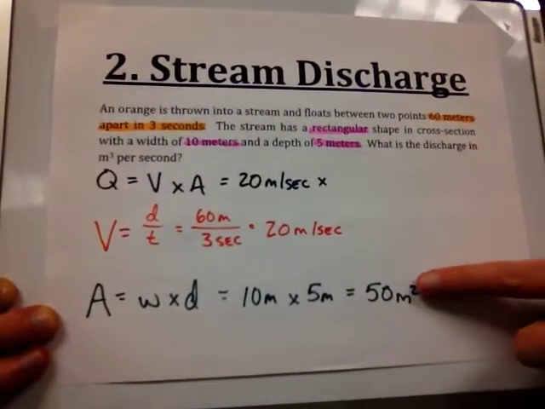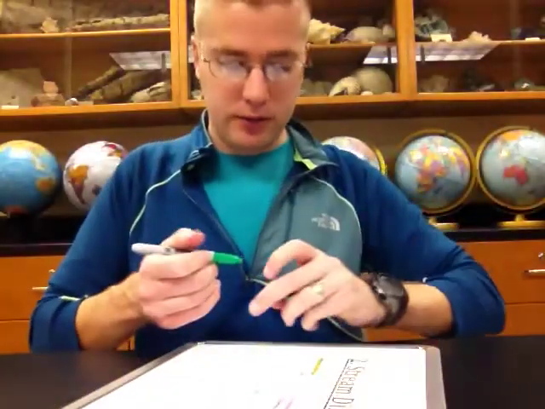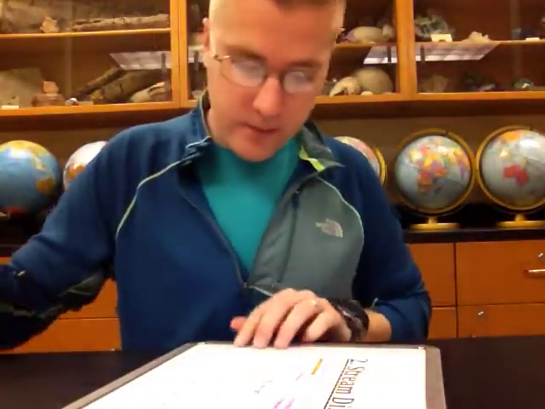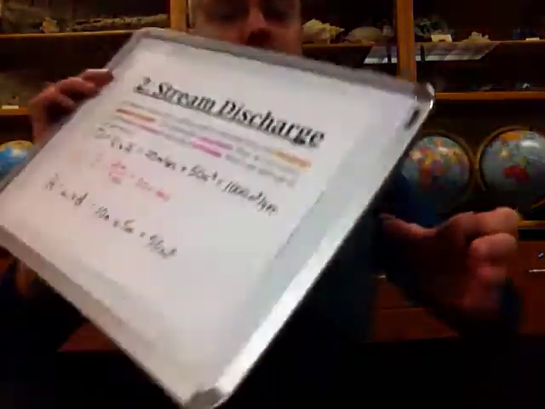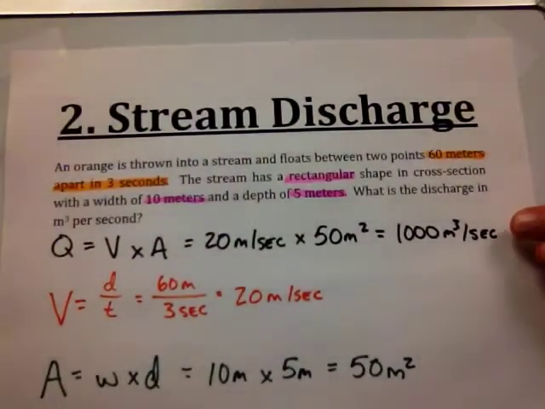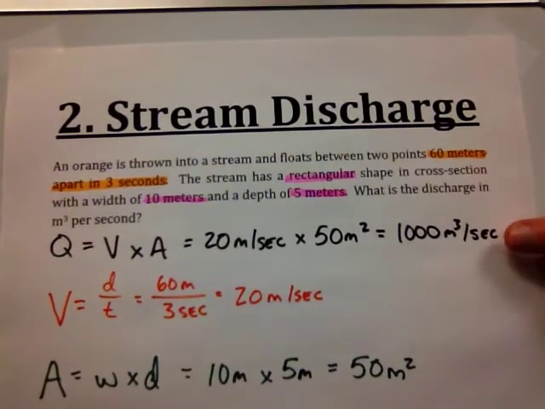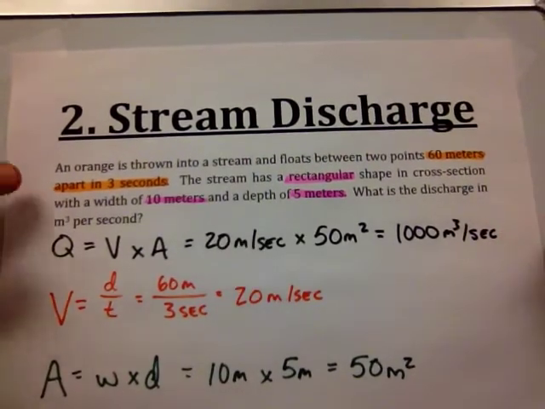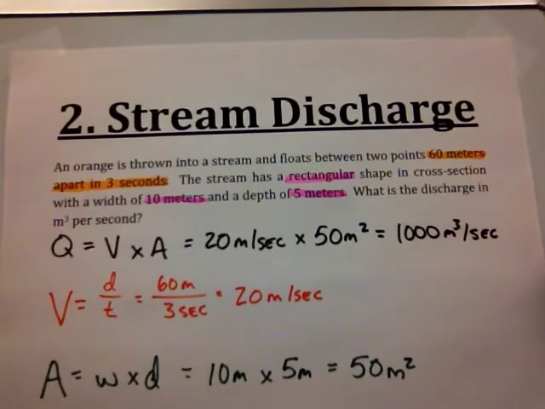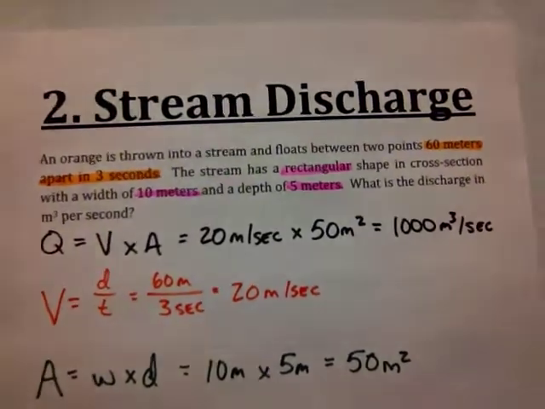So we are ready to plug this number directly into the equation at the top. So we have 20 meters per second times 50 meters squared, and we can either plug that into a calculator or do it in our head. Plugging it into a calculator is a good double check. We see that the discharge along the stream is 1,000 cubic meters per second, which are the units that the answer was asked for. So that's all we have to do for stream discharge.